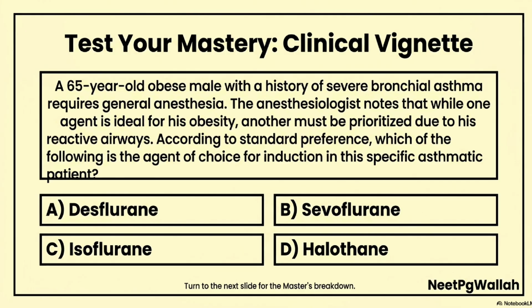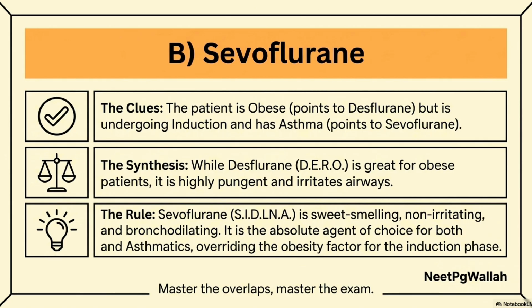Take a second. Look at those conflicting clues of obese and asthma. Lock in your answer. All right, time for the master's breakdown. If you guessed B, sevoflurane, you absolutely nailed it. Let's look at the synthesis here. The patient is obese, which naturally triggers our DERO mnemonic, right? That points us toward desflurane. But he is undergoing induction and has asthma. That triggers our SIDLNA mnemonic, pointing directly to sevoflurane.